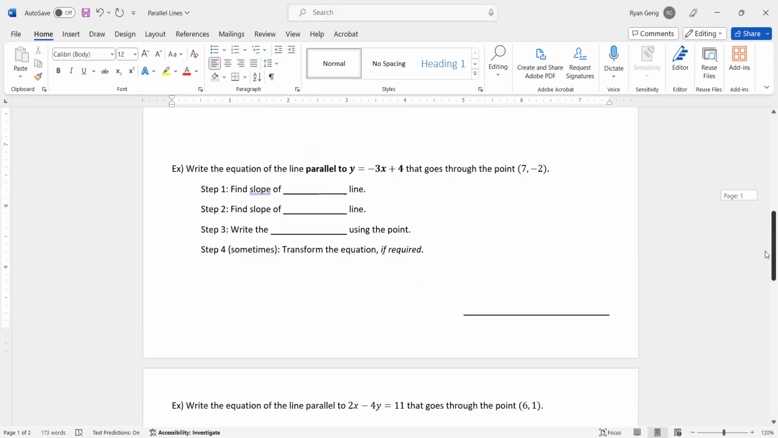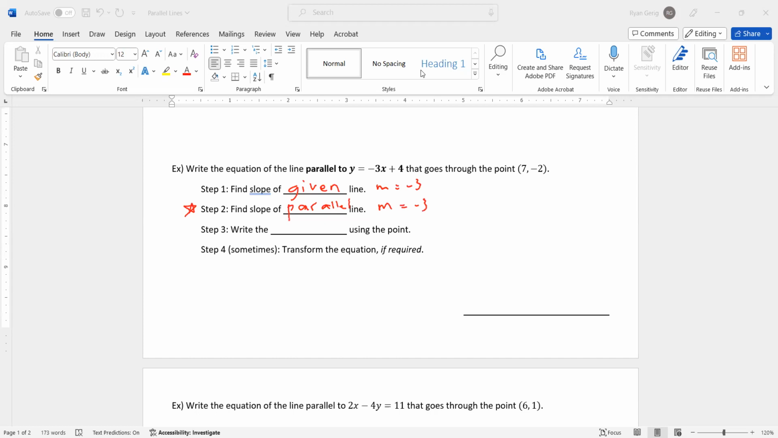Step 1, find the slope of the given line. In that previous graph, I want the slope of the solid line that was given to me. Not too hard because it's in slope-intercept form. The slope of the given line was negative 3. This is the key step here. Step 2, find the slope of the parallel line. This is using the relationship that we just established. The slope of the parallel line is also negative 3.